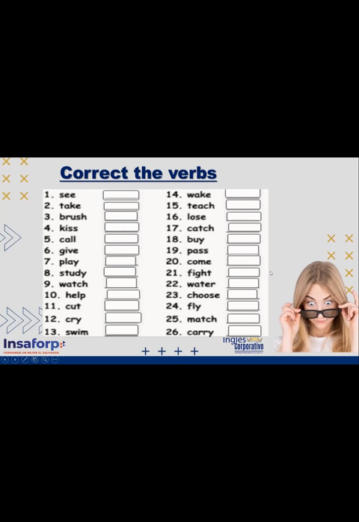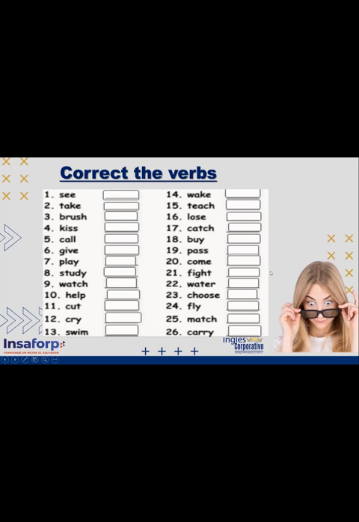Okay, very good. Rufino, the next one. Does he like chocolate? Yes, he does. No, he doesn't. Tatiana, the next one. Does she like the chocolate? Yes, she does. No, she doesn't. Okay, thank you very much. Maria Luz de Nieto, the last one. Does it have four wheels? Yes, it does. No, it doesn't.